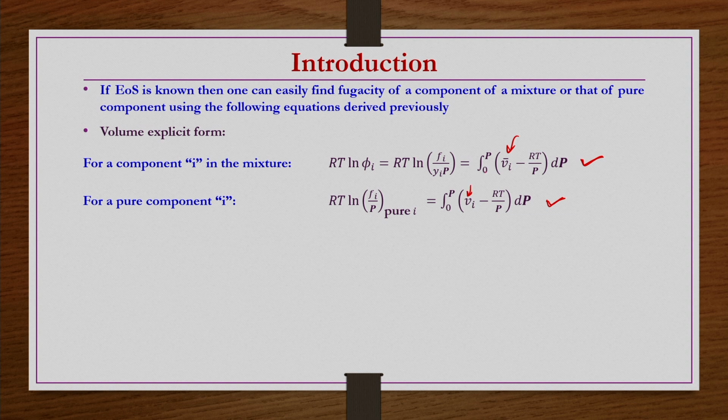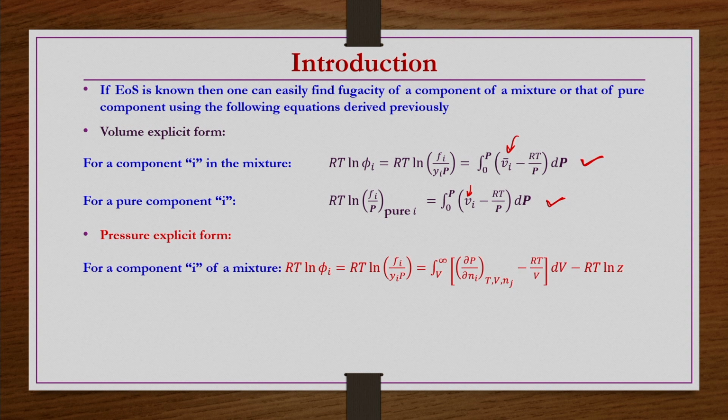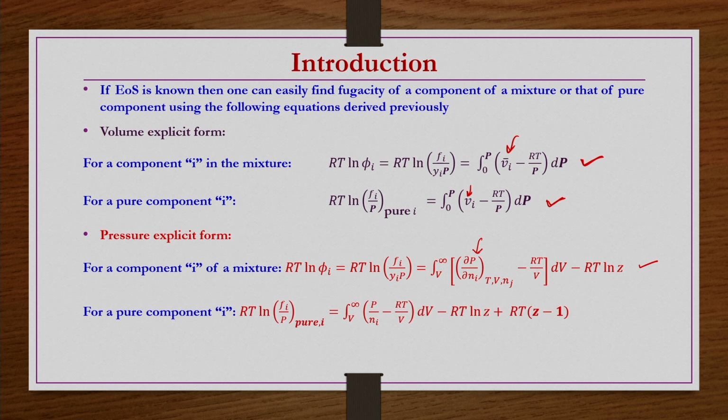If you have the equation of state in pressure explicit form, that is, pressure terms are on one side and all the rest of the terms other than the pressure are on the right hand side, then for a component i in the mixture, the fugacity you can calculate using this equation, where the derivative of P with respect to Ni, as per the equation of state, we have to substitute and then simplify the equation. If you have a pure component i, then you have to substitute P as a function of Ni here, integrate this equation and get the expressions.